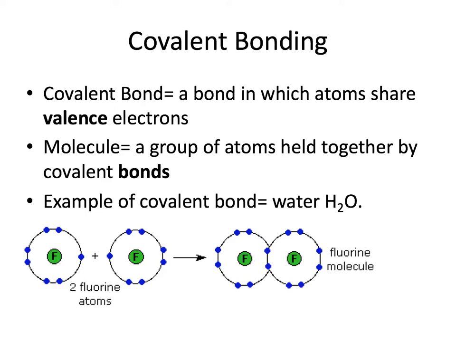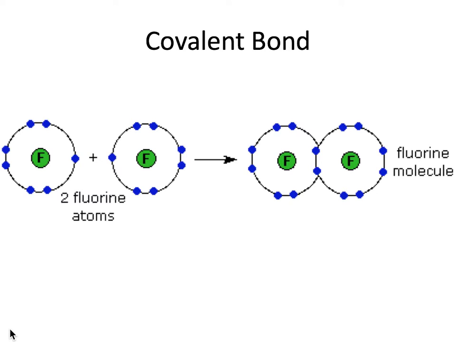So what happens when that outer shell isn't filled? How do atoms combine with each other? There are different types of bonds. Covalent bonding is a type of bond in which atoms are going to share some valence electrons. A molecule is a group of atoms held together by covalent bonds. An example of a covalent bond occurs in water, and another example is between these fluorine atoms.